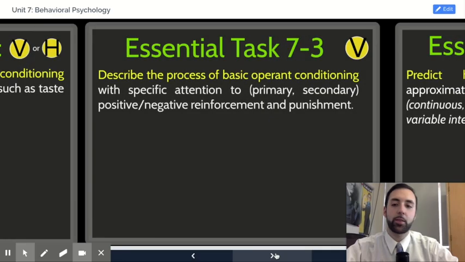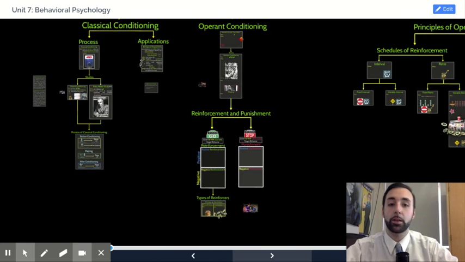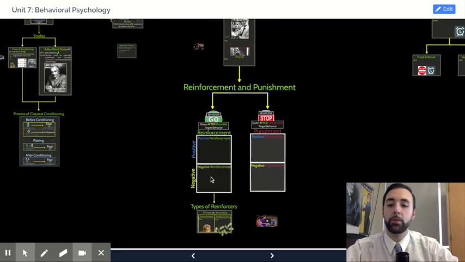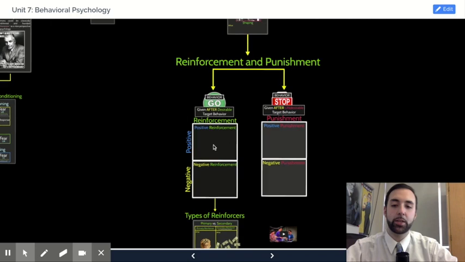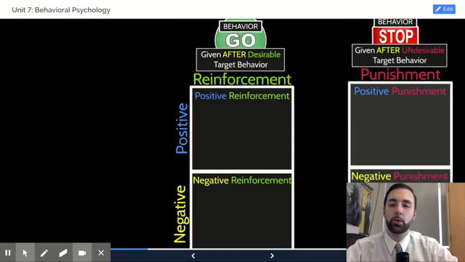In Essential Task 7.3, we are going to describe the process of operant conditioning, a topic which we're going to talk about in Concept Maps 7.3, 7.4, and 7.5. I would like to point out that the region of the concept map labeled reinforcement and punishment is a little bit shorter than you might anticipate.